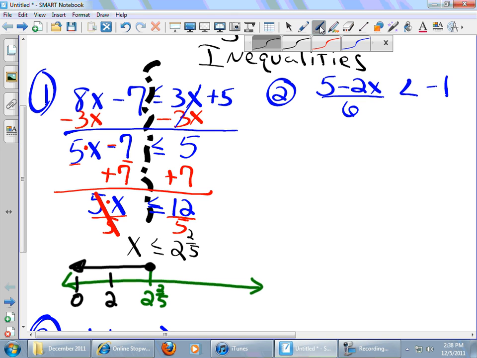All right, coming on to problem number 2. I don't like the fact that there's a 6 there, and that 6 is attached by division to that whole numerator.